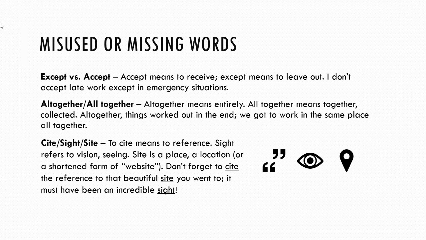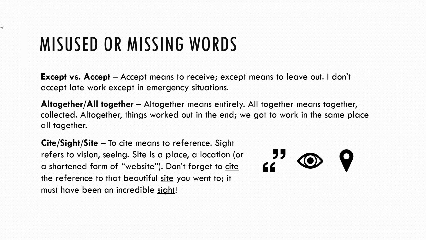Some other commonly misused words are "sight," "site," and "cite." "Sight" refers to vision or seeing. "Site" is a place or location and can also be used as a shortened form of website. To "cite" means to reference, usually academically. Don't forget to cite the reference to that beautiful site you went to. It must have been an incredible sight.